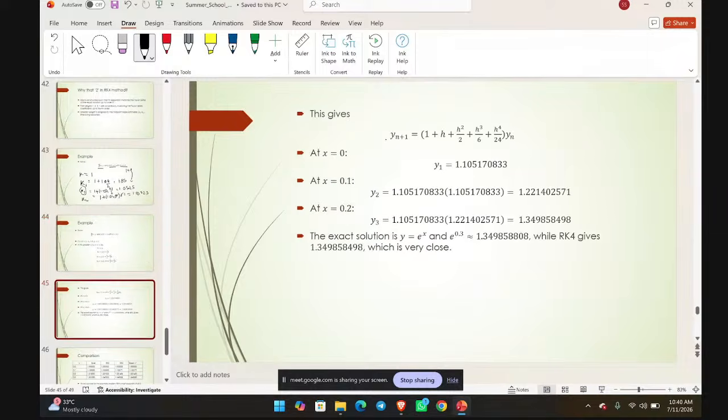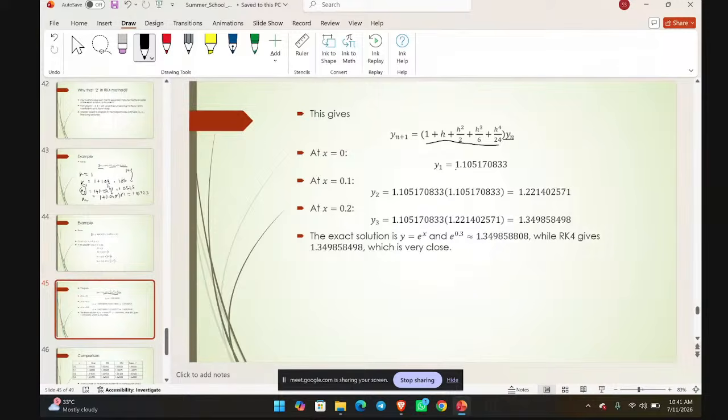And always it turns out in such a way that in this question, yn plus 1 is equal to, if you remember, this is the Taylor series for e power x, up to the fourth degree, because we are using RK4. It is a fourth order method because it approximates the function until fourth order times yn. So here we reach this point.